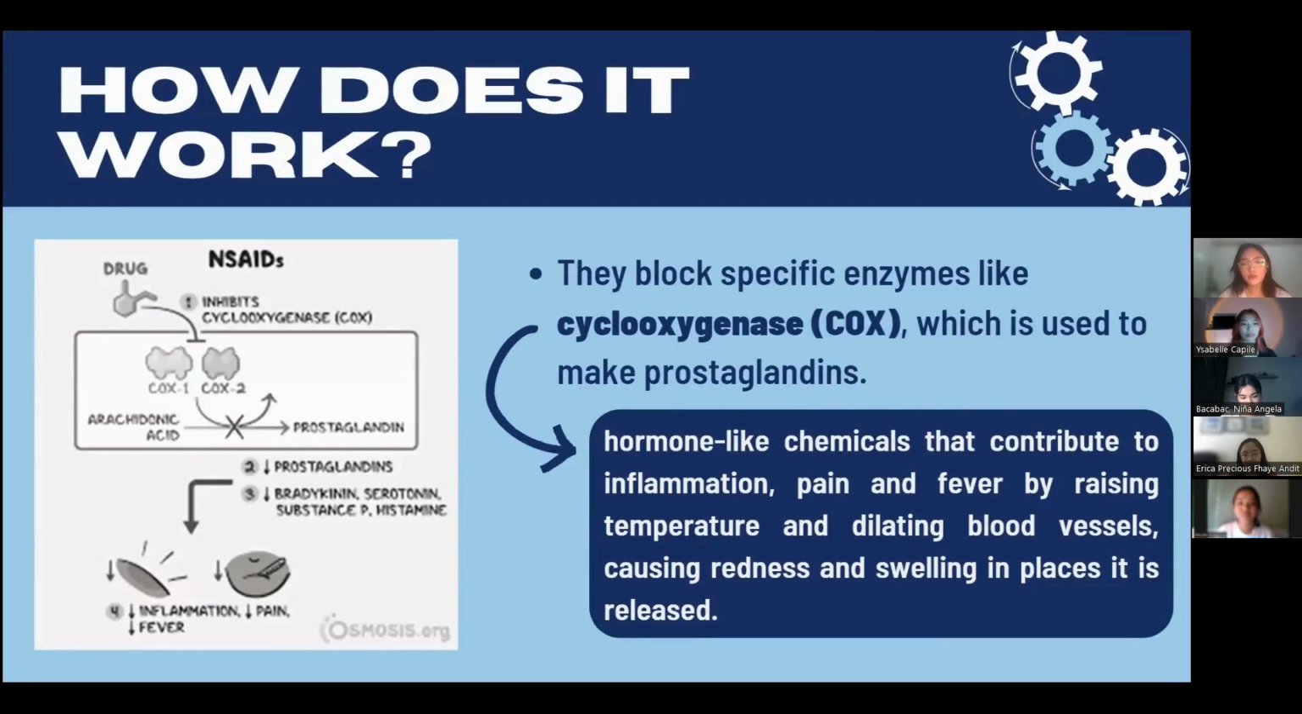So what is the process of NSAIDs? NSAIDs are able to block the production of certain body chemicals that cause inflammation. They block specific enzymes like cyclooxygenase, which is used to make prostaglandins. These are hormone-like chemicals that contribute to inflammation, pain, and fever by raising temperature and dilating blood vessels, causing redness and swelling in places where it is released.